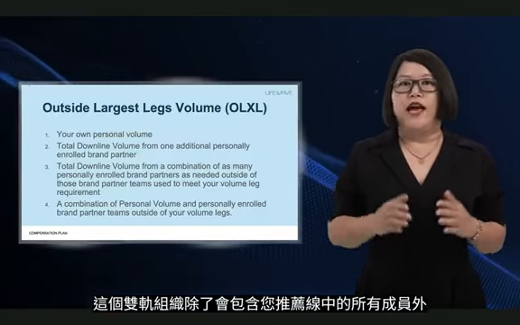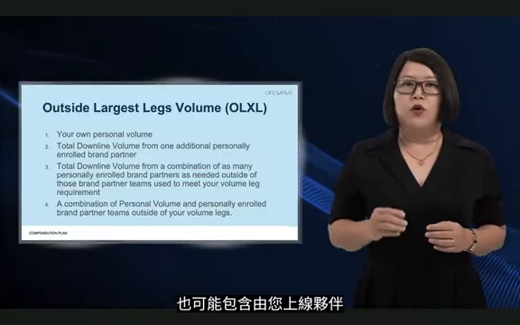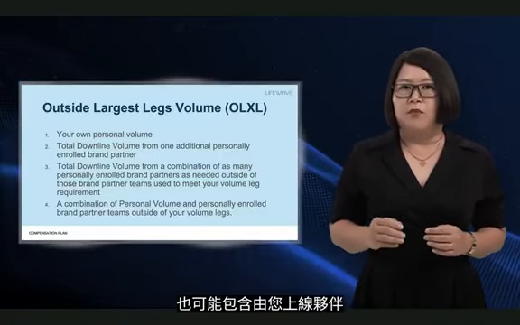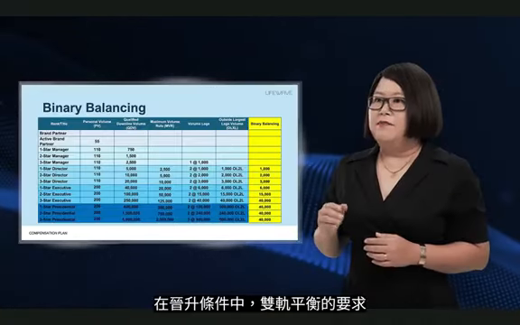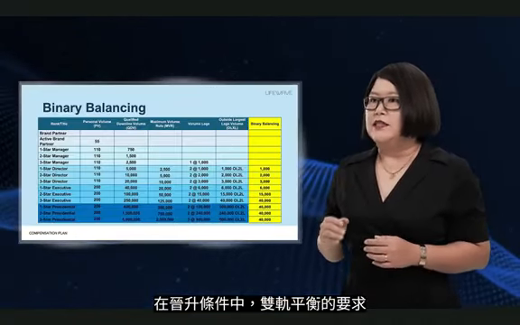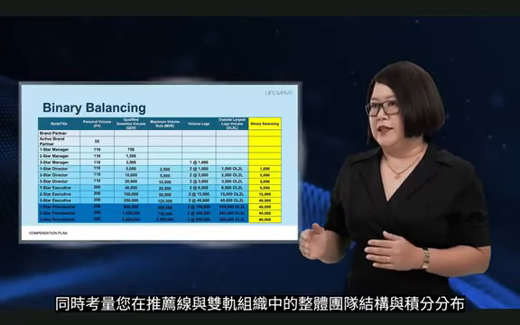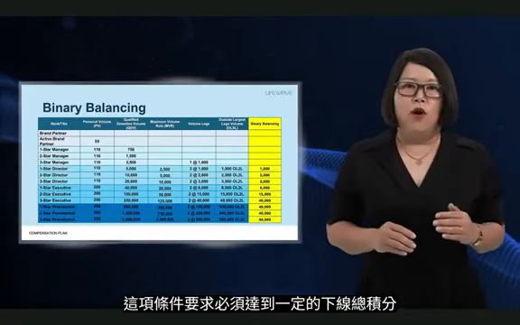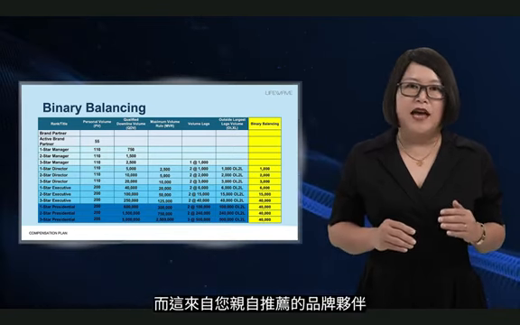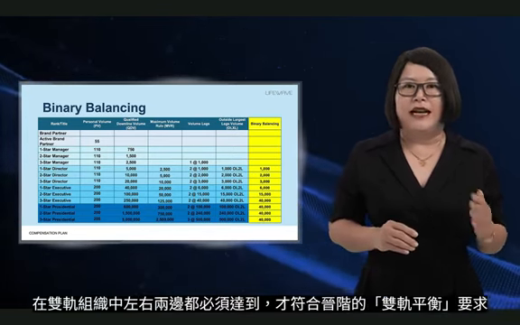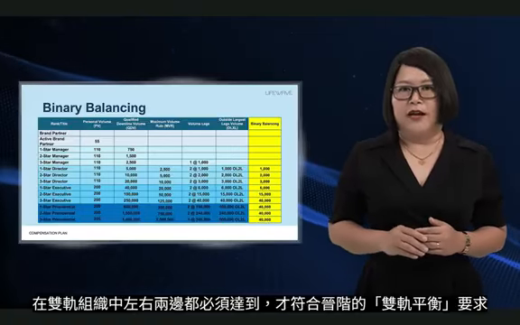This tree will include everyone from your enrollment tree, but will also include individuals enrolled by brand partners above you in the binary tree. The binary balancing rank requirement considers both the enrollment tree as well as the binary tree. This element requires a minimum amount of total downline volume from your personally enrolled brand partners to be on the left or right side of your binary tree.